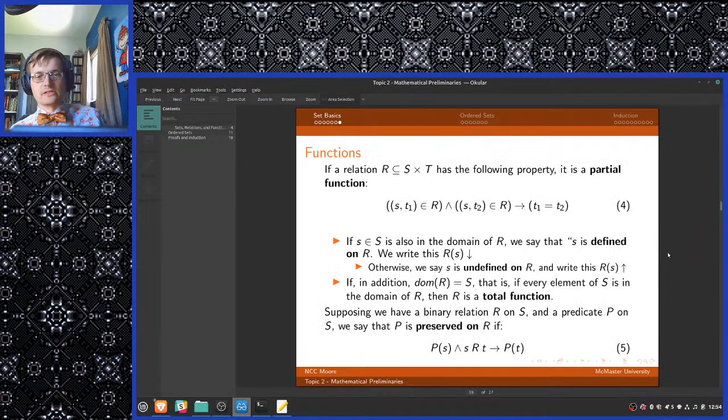And functions. If a relation R, a subset of S times T, has the following property, it is a partial function. If (s, t1) is in R and (s, t2) is in R, that implies that t1 is equal to t2. That is to say, if you are starting from one s and going to two t's, it's a partial function if those two t's are the same t.